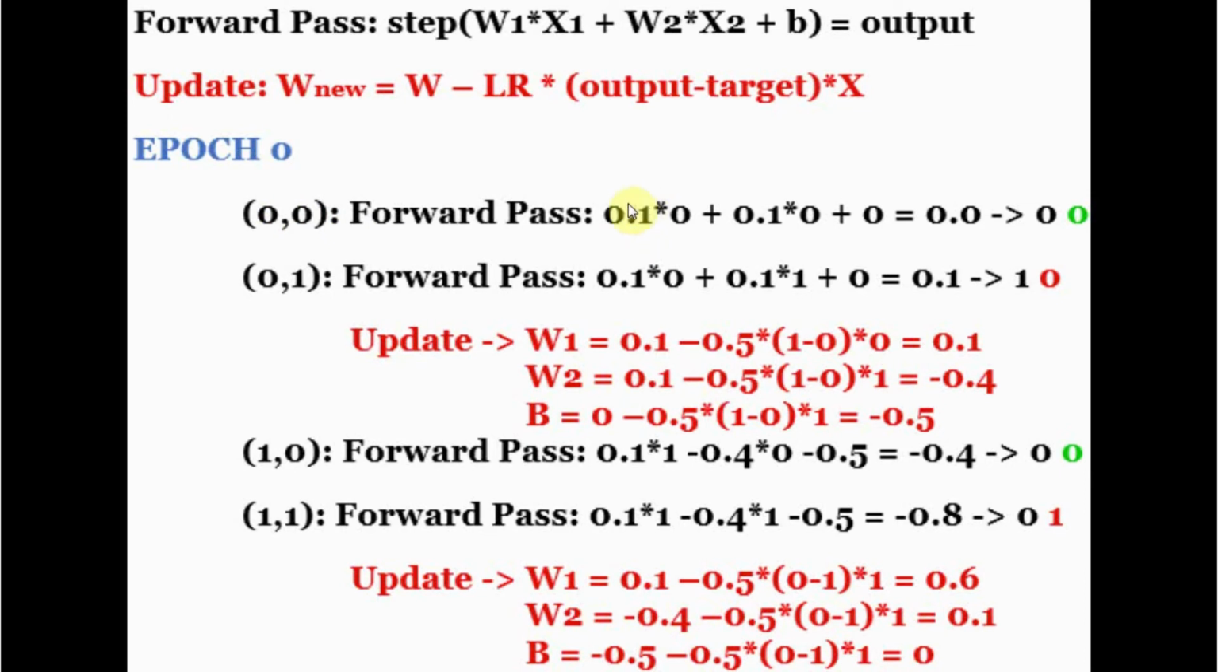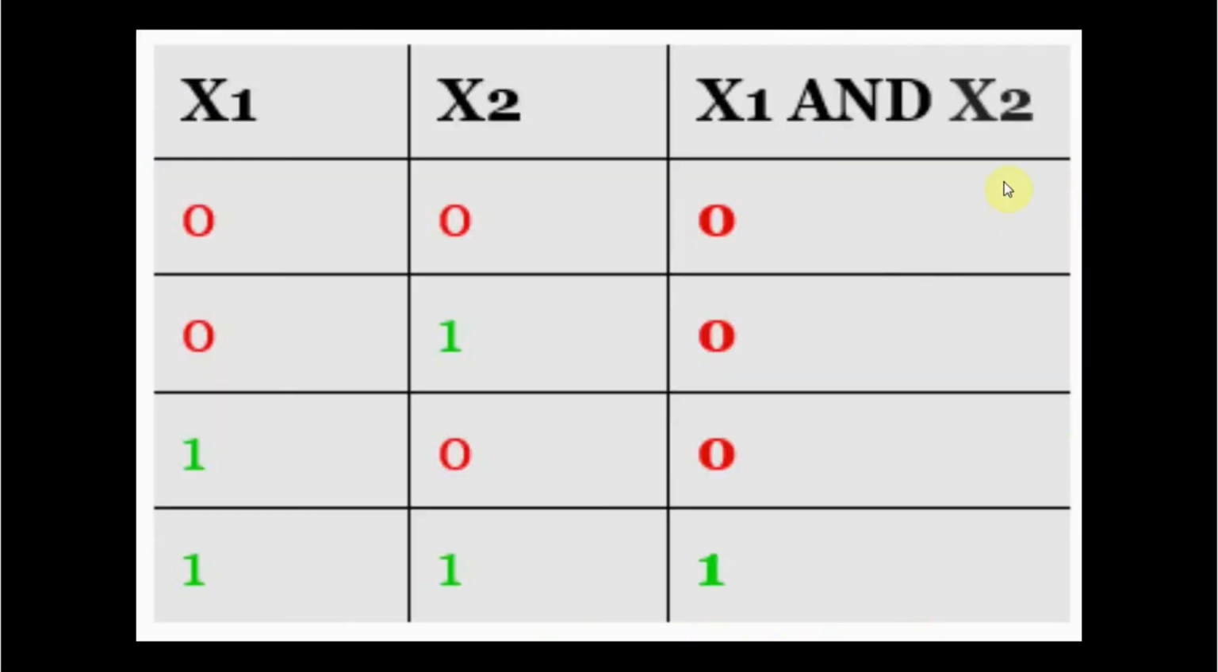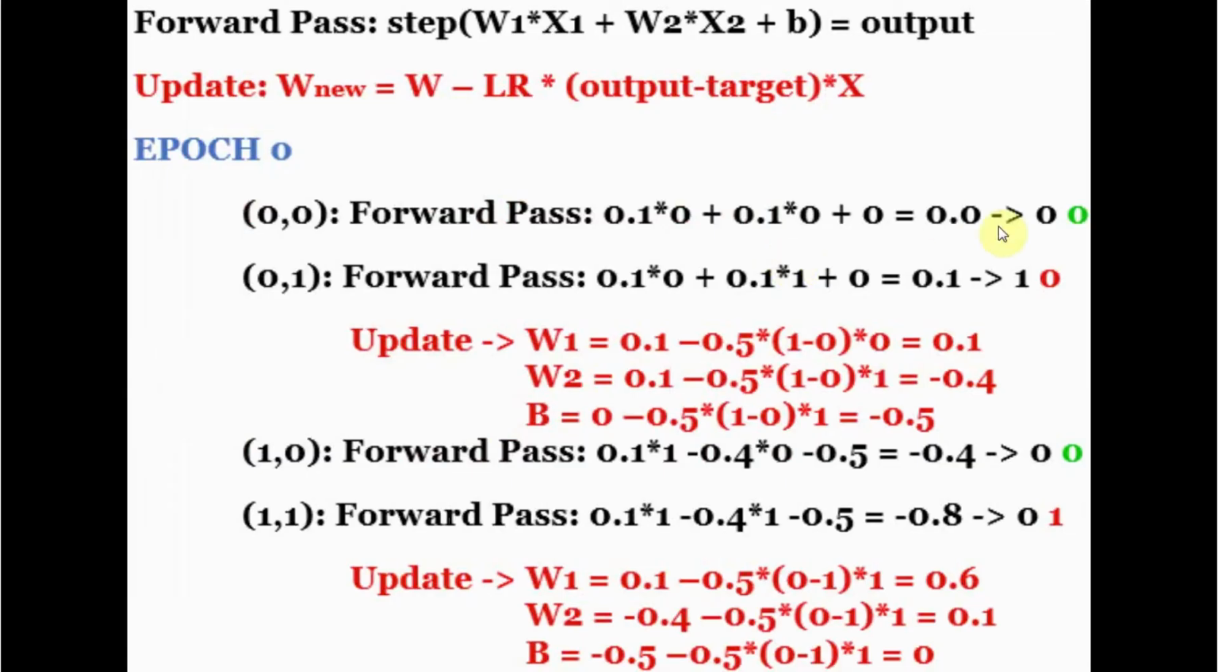We do a forward pass, 0.1 multiplied by 0 plus 0.1 multiplied by 0 plus 0 is 0, which the step function will read as 0, and our target is 0, so that's why I made it green here, because we classified it properly, so we don't need to update anything. The next training sample is 0, 1.